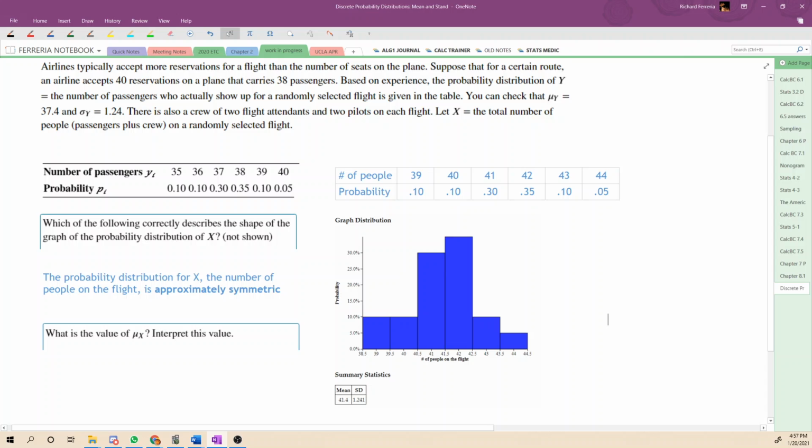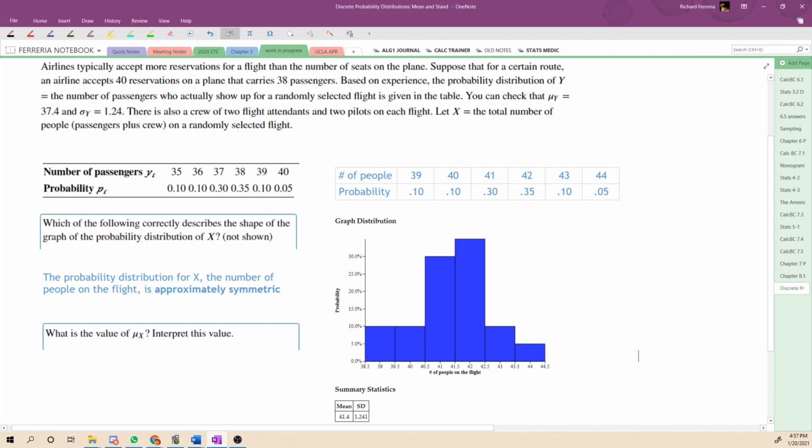Now the next one here is, what is the value of mu x, and interpret this value. Remember that since I created the distribution for x, it is possible for me to calculate that mean, and it is 41.4. The other way to look at this is, in order to get x, we needed to take all the values from y and add 4 to them. In other words, x is equal to y plus 4.